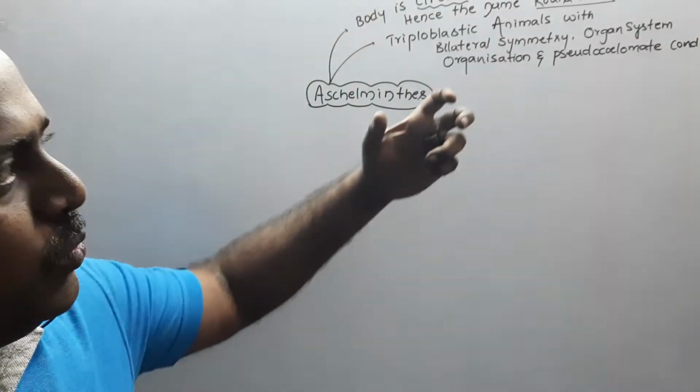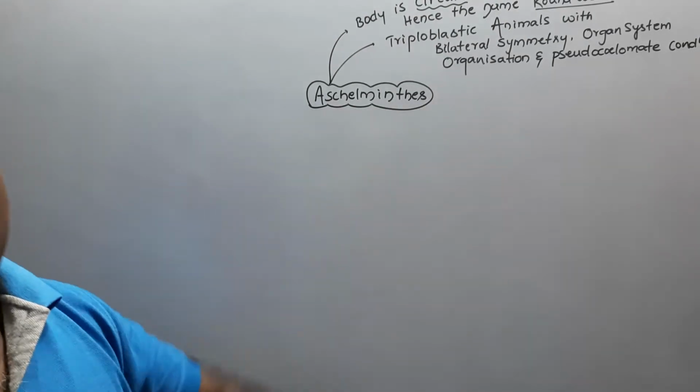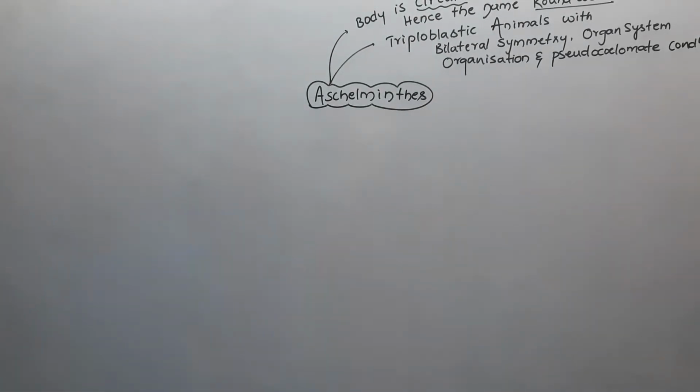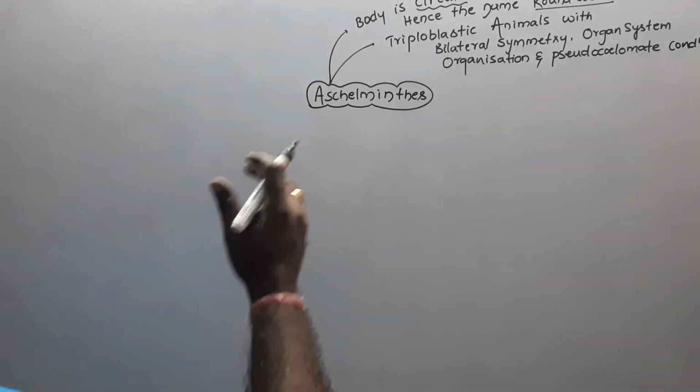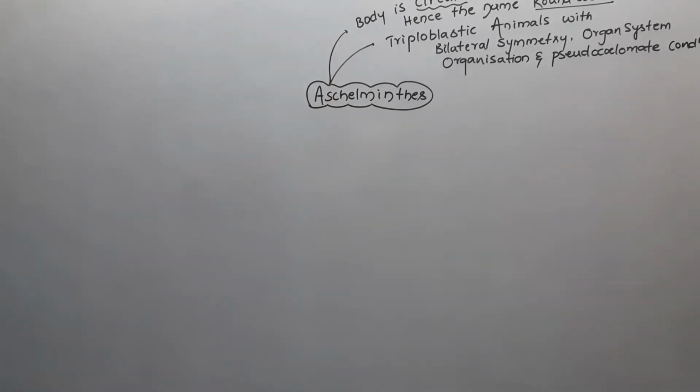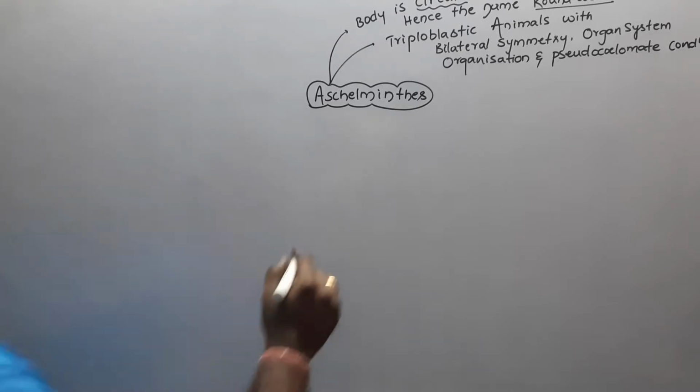What is pseudo-coelomate condition? The animals in which the body cavity is not lined by mesoderm are called pseudo-coelomate animals. And mostly these are free living and terrestrial.